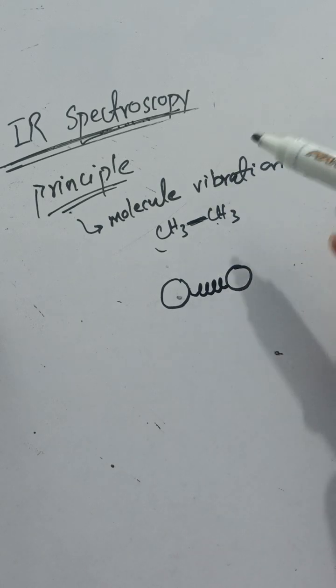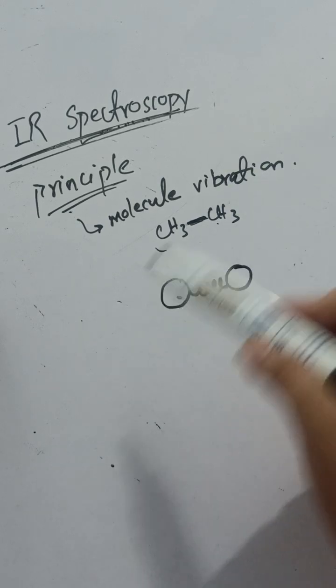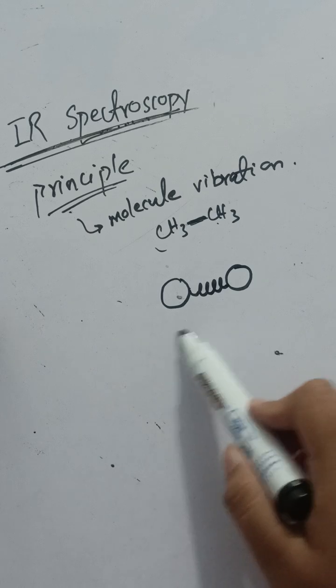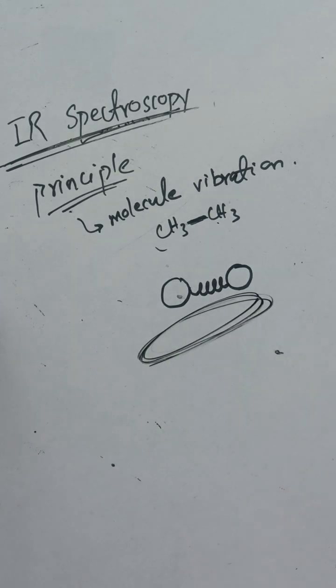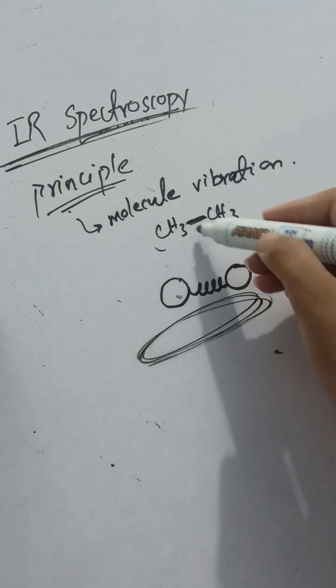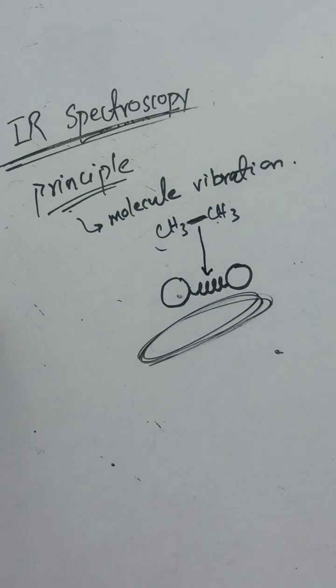And when the IR spectrometry is done on them, they will vibrate. They will move around in a circular motion. Okay, they will move like that. So the molecules here will behave like a ball, and the bond between them, like this bond, will behave like a spring.